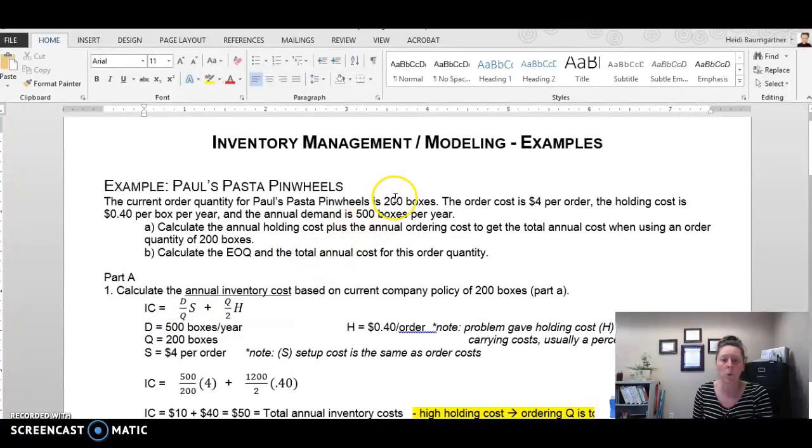Our demand is 500 boxes and order quantity is 200. Our setup or the order cost is $4 per order. You'll notice that the holding cost is actually given in this, so we don't have to calculate the holding costs.